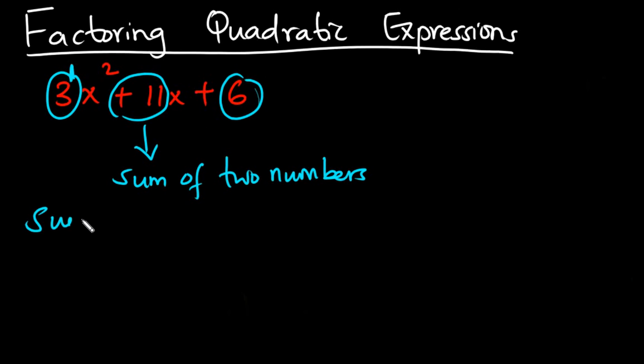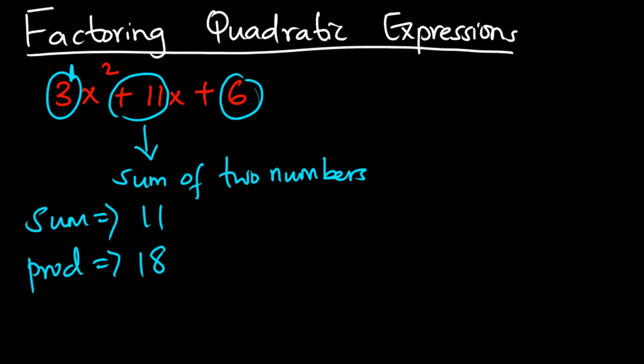So the sum of these two numbers is 11, and the product of these two numbers is 3 times 6, which is 18. So what we need to do is to ask ourselves, which are these two numbers that if you add them, you're going to get 11, and when you multiply them, we are going to get 18? Which are these two numbers?